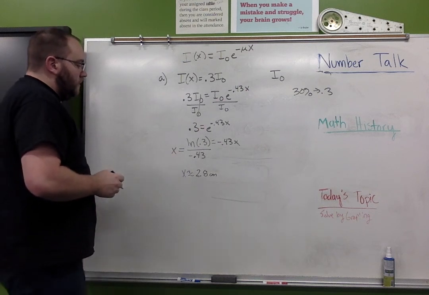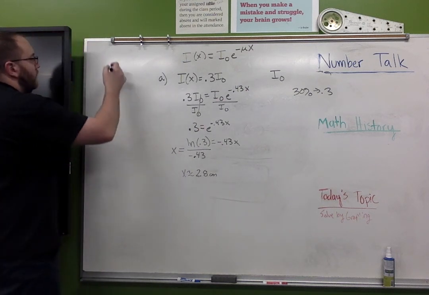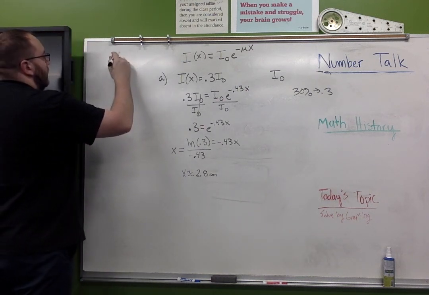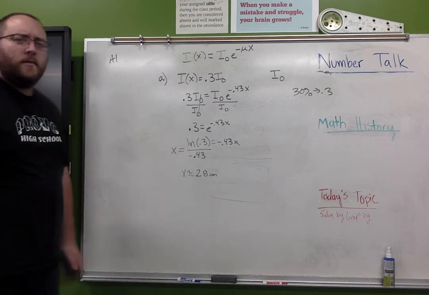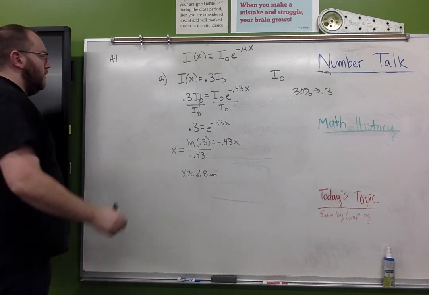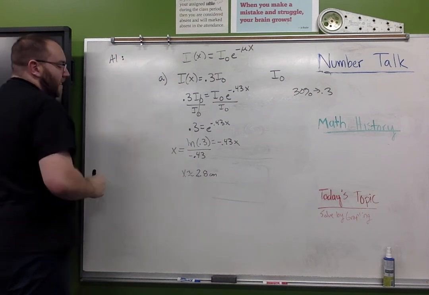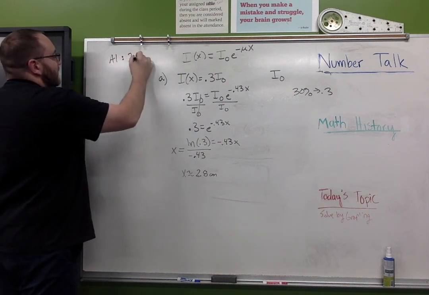Okay. I'm going to write that over here. So aluminum on the periodic table of elements is Al, I believe, right? Well, we'll put it there anyways. Al, 2.8 centimeters.